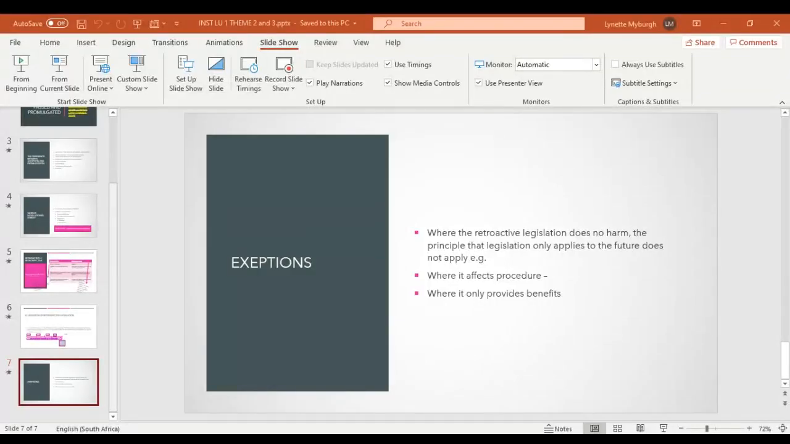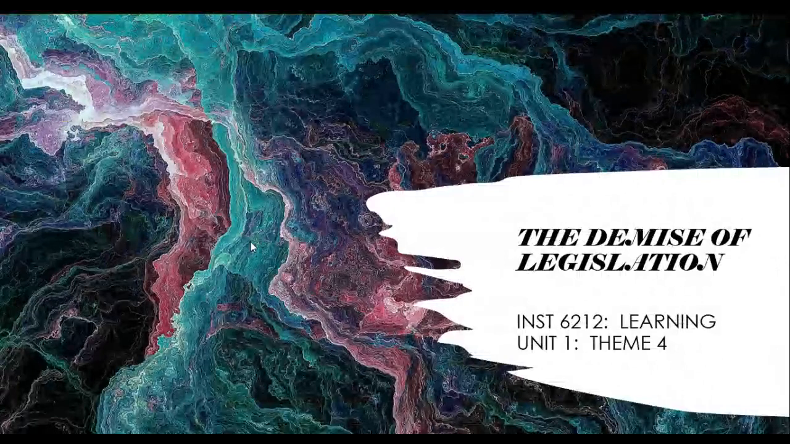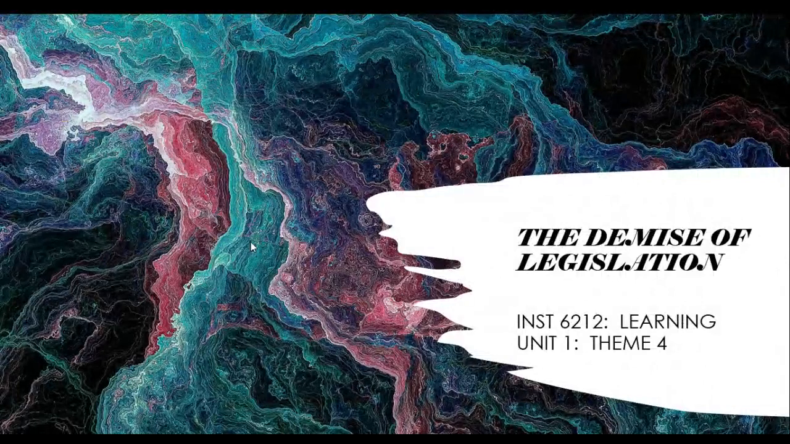We now move on to Learning Unit 1, Theme 4. And again, just a short outline. So what we're dealing with here is the demise of legislation. So how does legislation stop applying? When does it no longer work? So the question is, how has legislation changed?